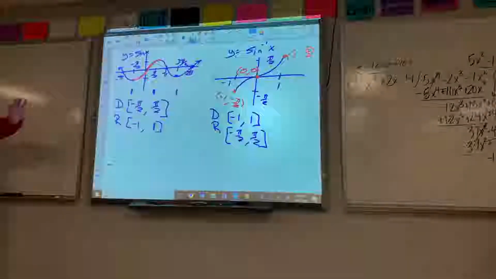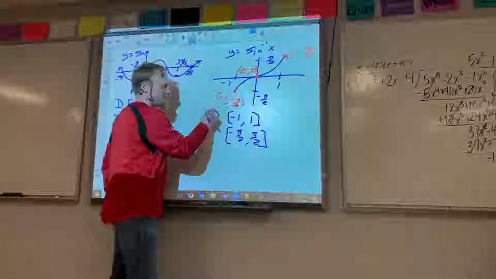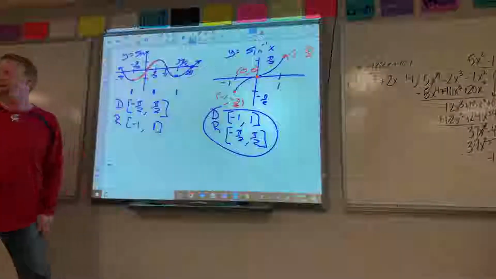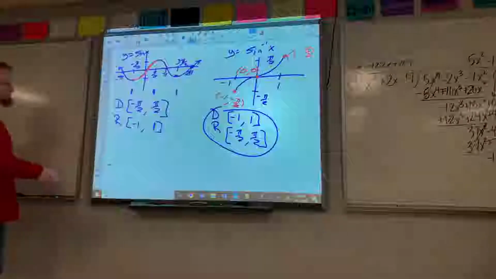So the important stuff we need to know from the inverse sine graph are these 3 points right here, and we need to know the domain and range. That's the important stuff. All right, now we've laid all the groundwork. Now we can start evaluating inverse trig functions.